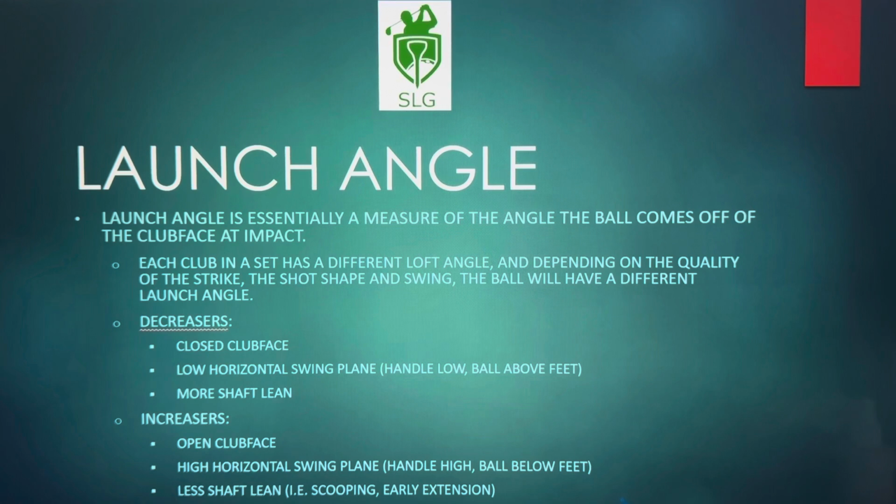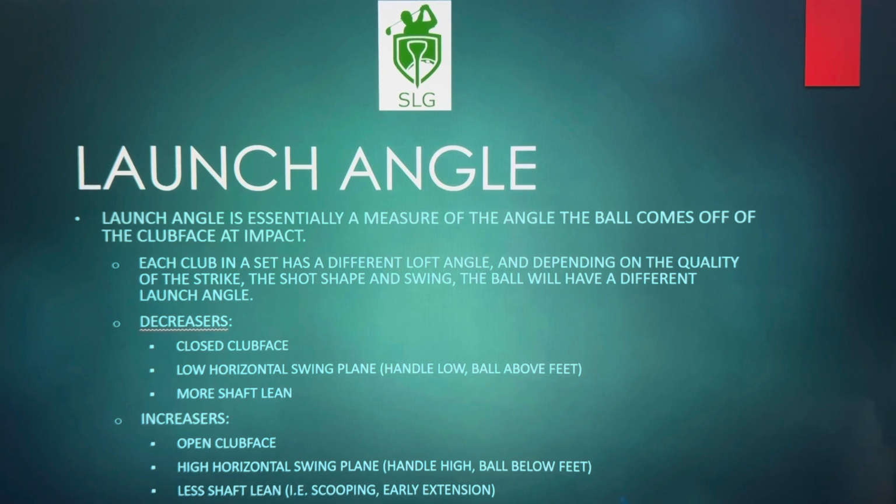If you close your club face, this is a huge decreaser of launch angle. That's why a lot of times if you close your club face and you have a huge hook or a pull hook, you'll see that it gets very low off the ground. This is because your club face is closed.